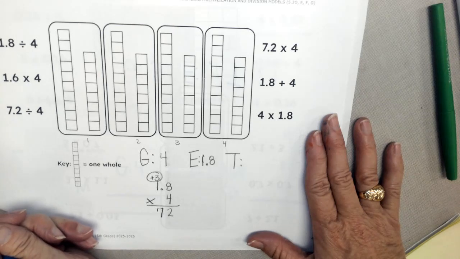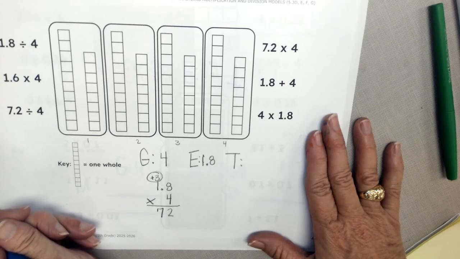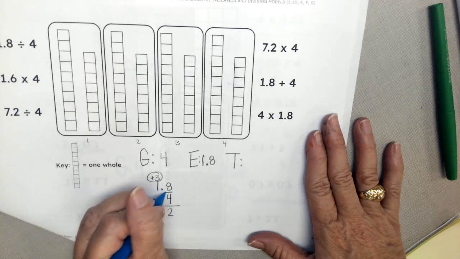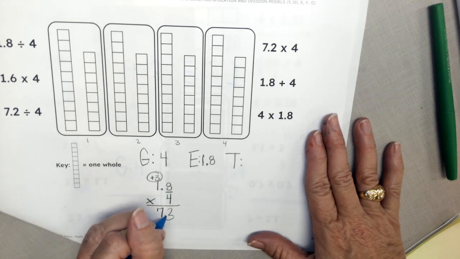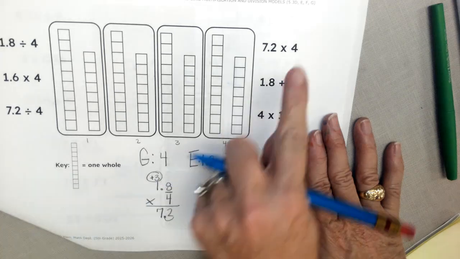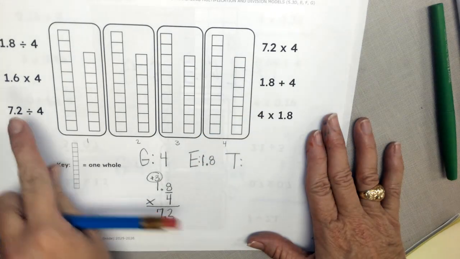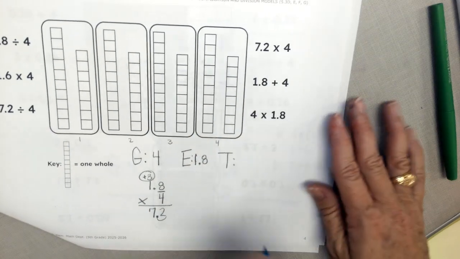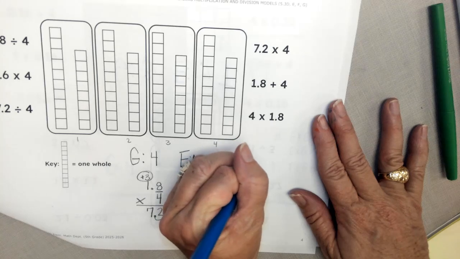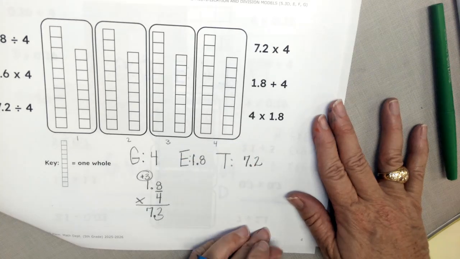Well, 72 doesn't make sense at all because I don't have 72 models. But I most definitely could see where I could get 7 and 2/10. And by looking, I can see that this kind of confirms my thinking. So my total is going to be 7 and 2/10.